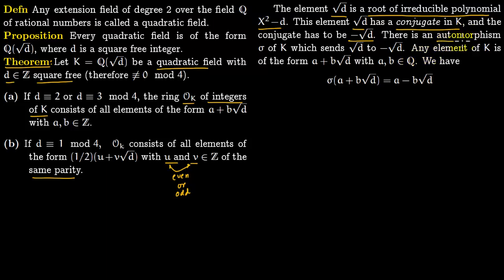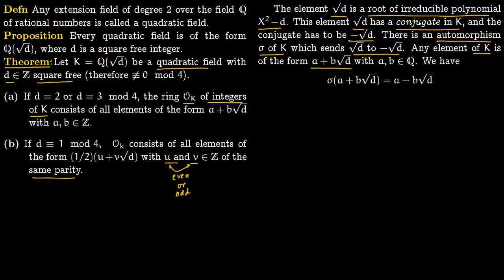So you have an automorphism, just like in Galois theory, which will send the square root of d to minus square root of d. Any element of k is of the form a plus b root d, where a and b are rationals, because k is just rationals with square root of d adjoined to it. Now you apply sigma to it. This a plus b root d will get mapped to a minus b root d.